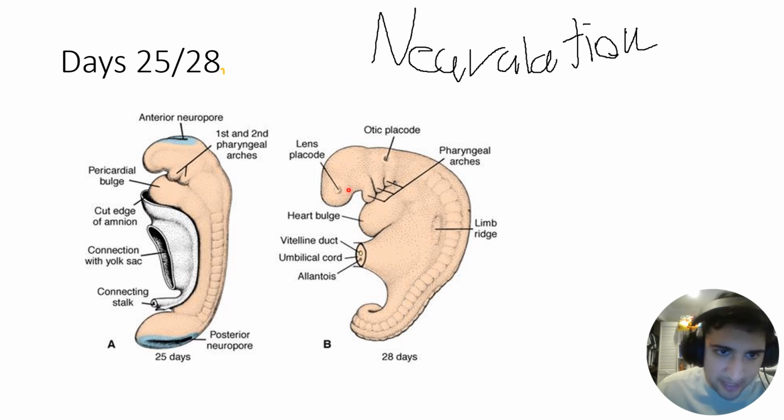So here we have the lens placode. This is going to give rise to the lens, believe it or not. We already discussed the otic placode. Here we have the pharyngeal arches. This is the limb bridge. You can see the heart bulge, the vitelline duct, and the allantois within the umbilical cord.